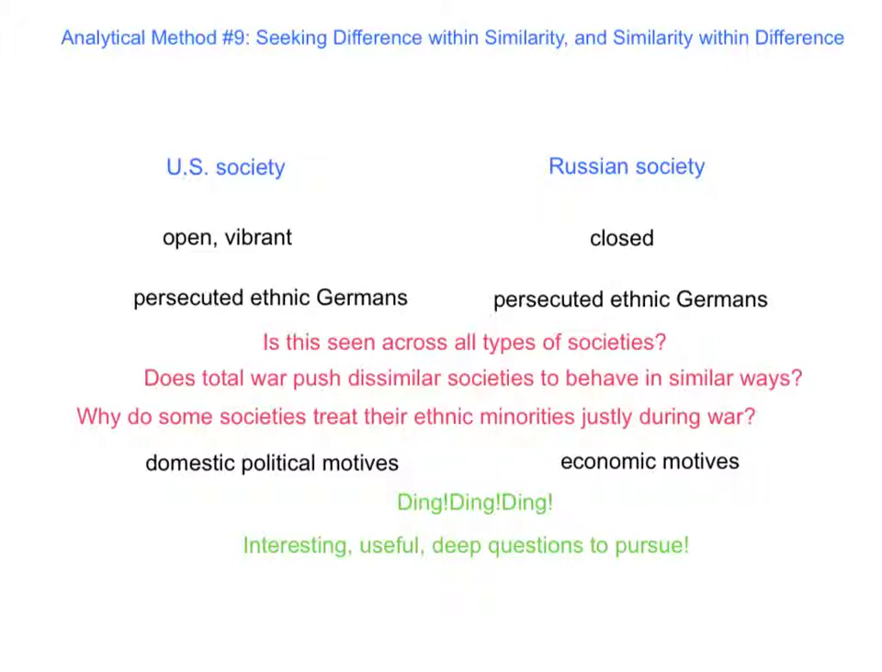In Analytical Method number 9, seeking difference within similarity, we do the same thing. We take similar situations, change one detail, only we're not doing a mind experiment this time. This time we're actually looking at history as it occurred, and seeing how and why that affects things. So all in all, a very potentially useful method.